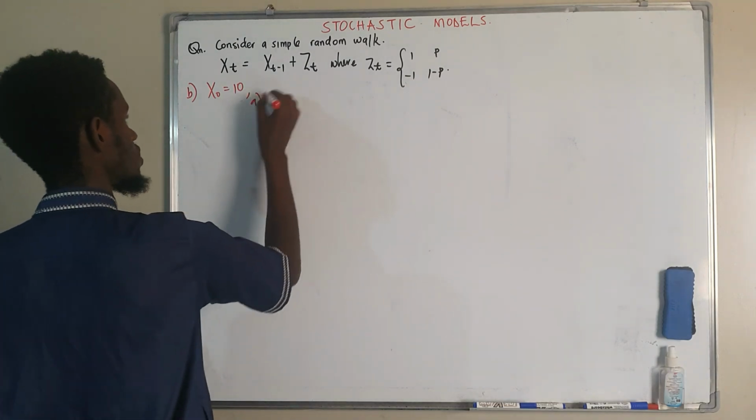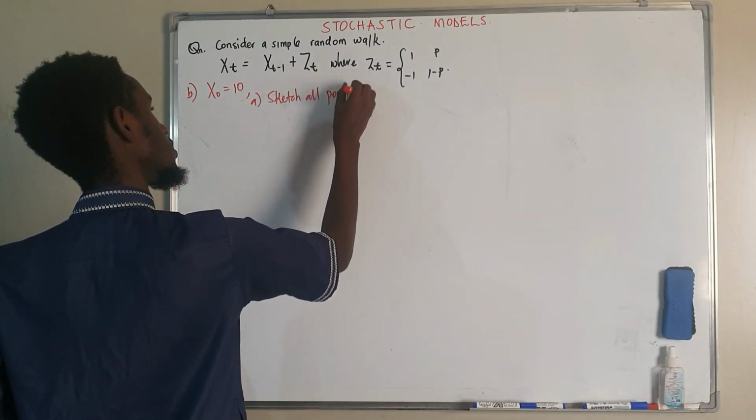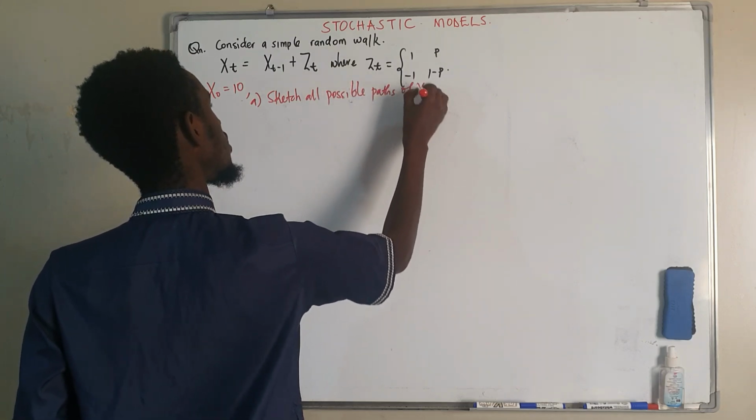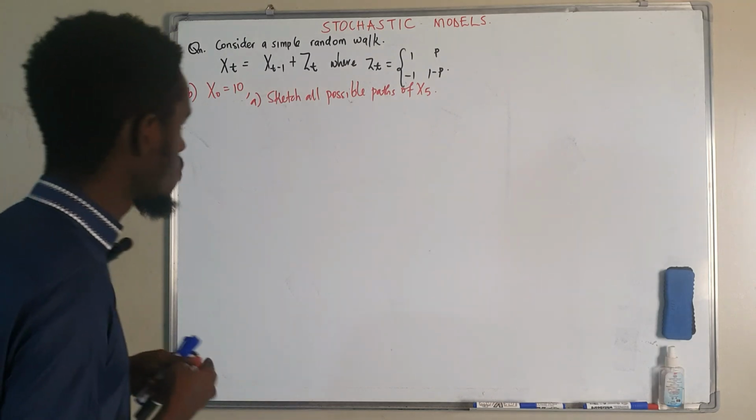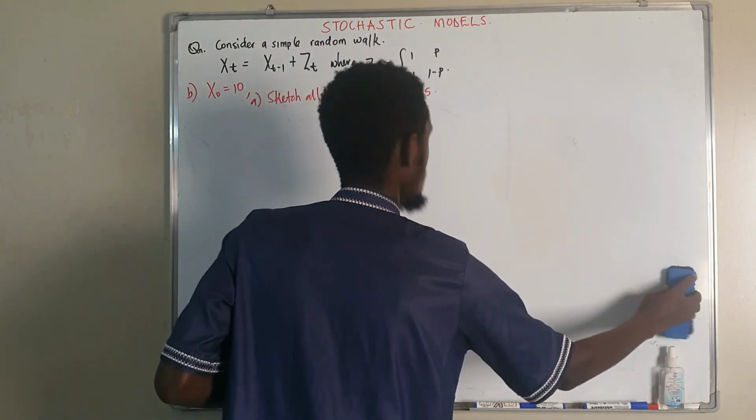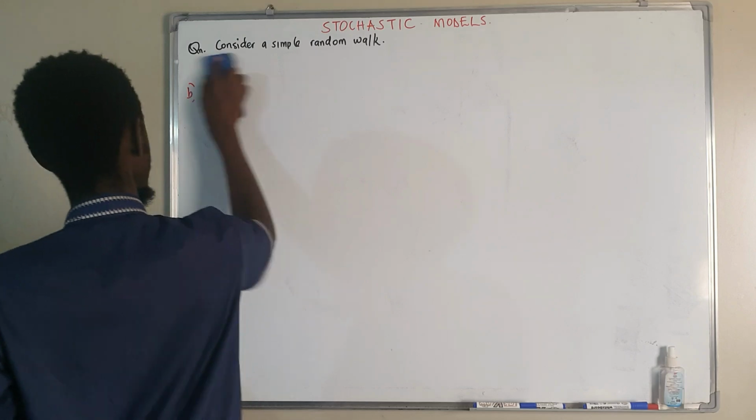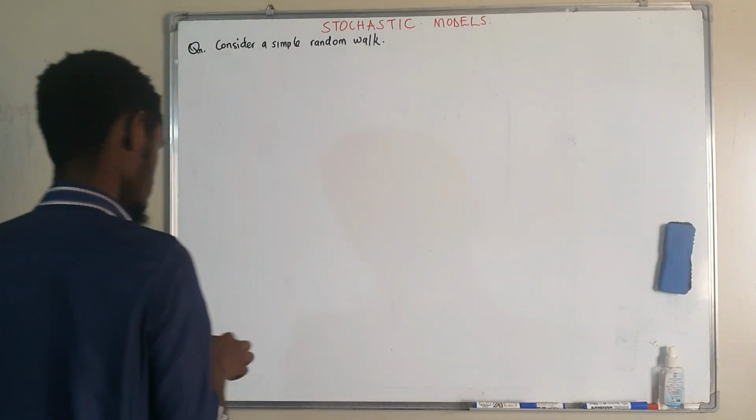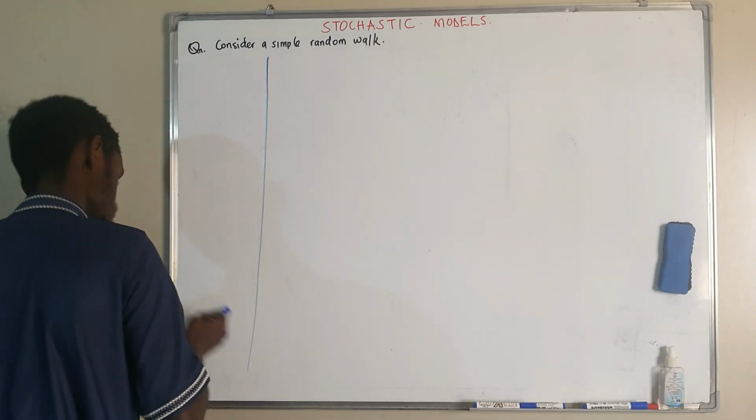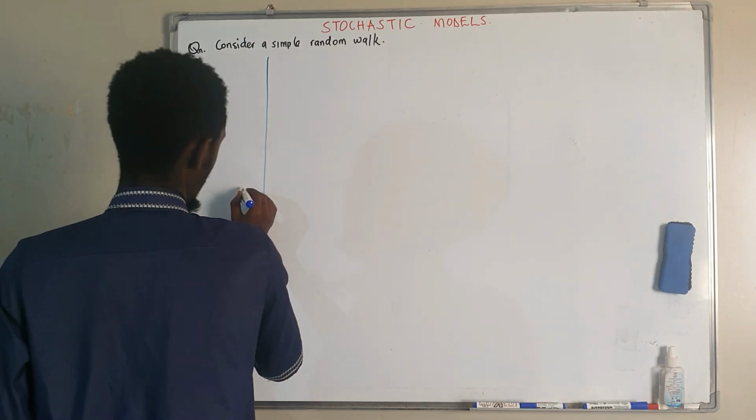They were saying to sketch all possible paths of x5. I think here we shall need a bigger space for us to illustrate this. To sketch all possible paths of x5, what I need to do is to have a bigger space like this. Let us have our drawing first. Now remember we have our x naught is 10.